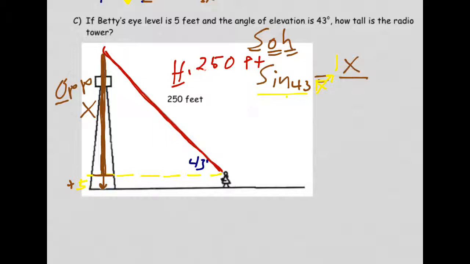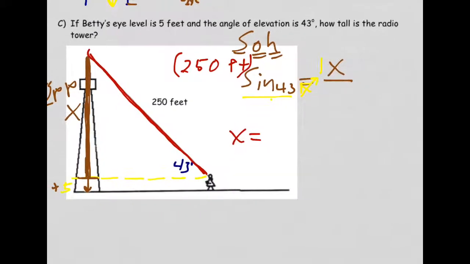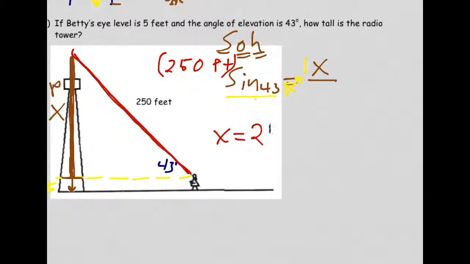And that didn't go too well. I'm going to erase this here. Okay, so 250 feet times the sine of 43 is equal to x. I'll rewrite that in nice, clear fashion here. 250 times sine of 43 equals x. So go ahead and plug that into your calculator, and you can hit pause.